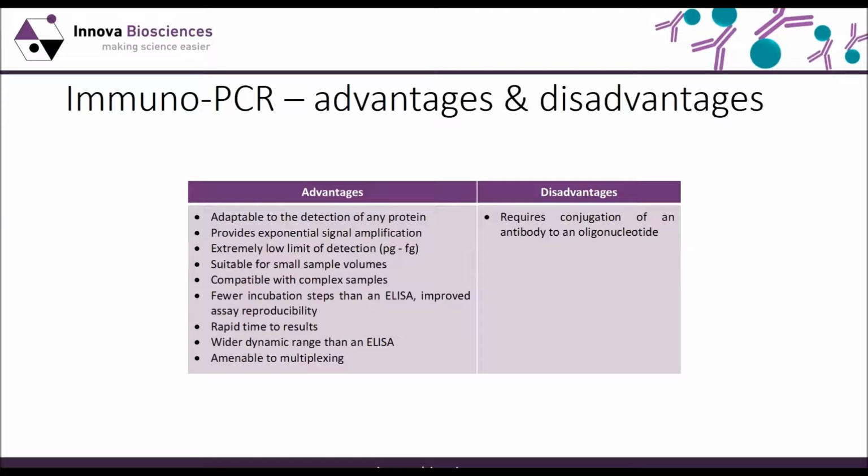One major disadvantage of Immuno-PCR is that it relies on the conjugation of an antibody to an oligo, a process which can be costly and time-consuming, and which requires expert knowledge. To overcome the issues that beset traditional methods of antibody-oligo conjugation, we've developed our ThunderLink Plus oligo-conjugation system. This facilitates the quick and easy production of antibody-oligo conjugates.